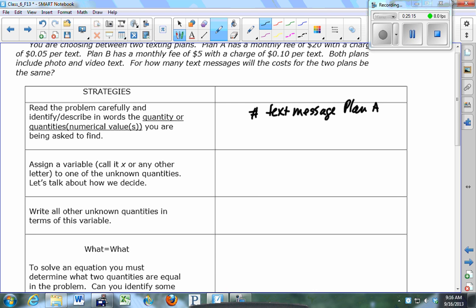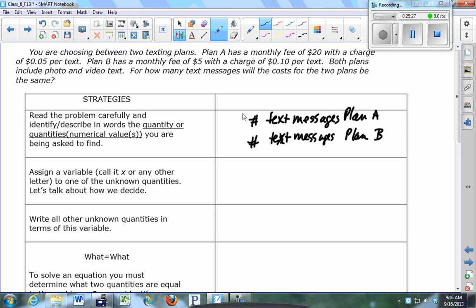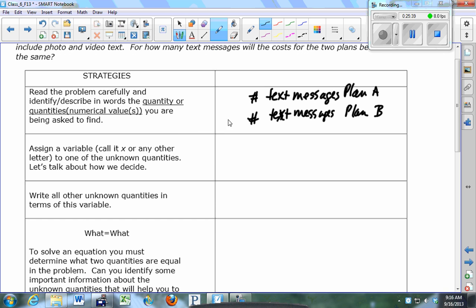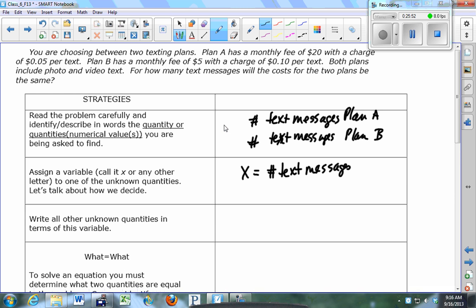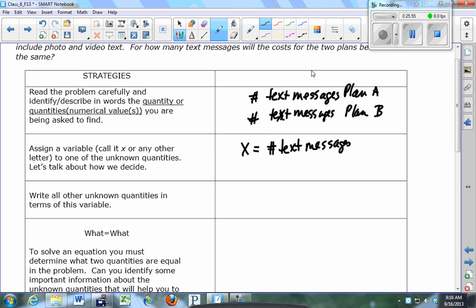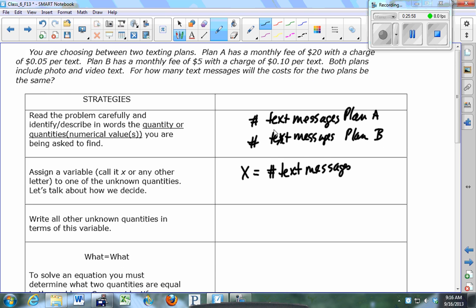Okay, number of text messages Plan A, number of text messages Plan B. That's it. You're just establishing what you're being asked to find. But isn't that number of text messages going to be the same in the end when you find it? So you really only need to establish one variable here. It's the number of text messages. X is the number of text messages under both plans. The cost will be the same. So is this correct, what you're asked to find?